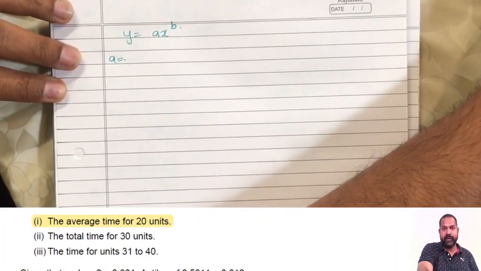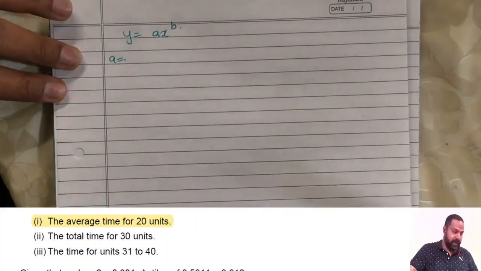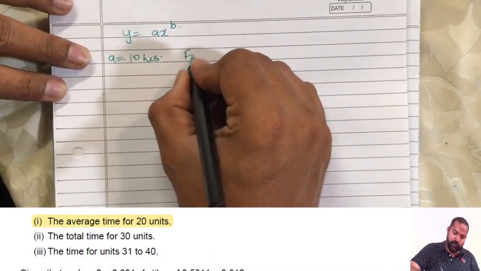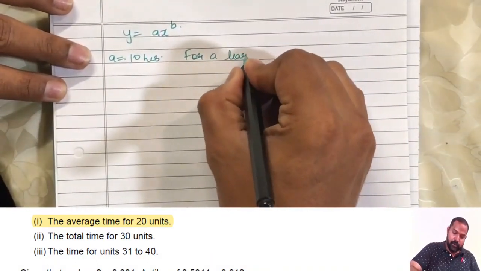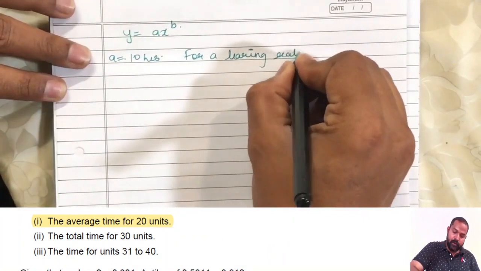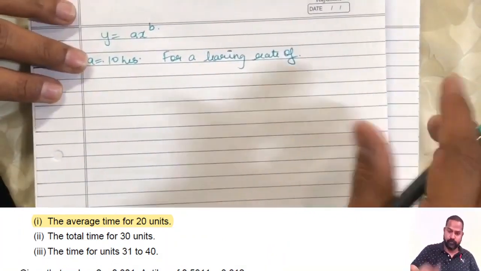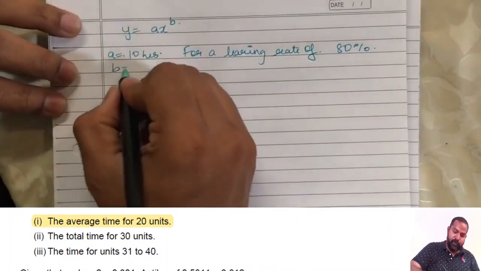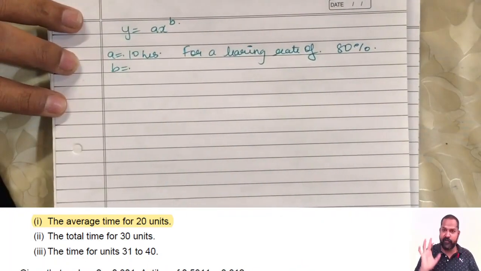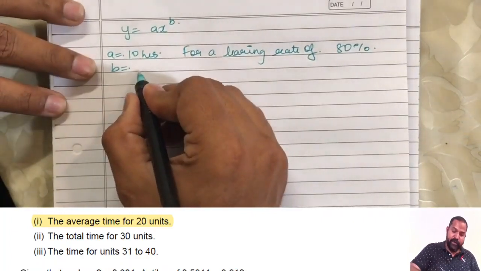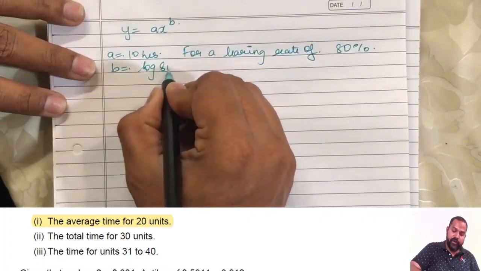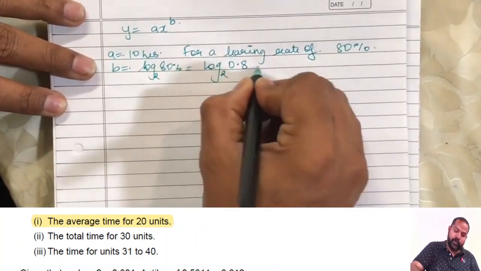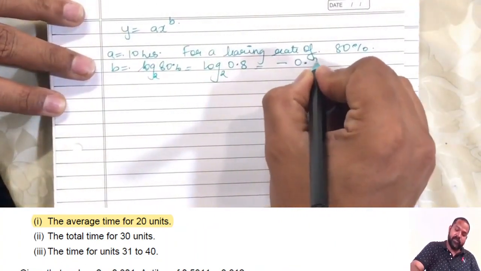Yes, and learning rate is 80%. So I am going to say a is 10 hours, and for a learning rate of 80%, the value of b is, and I am going to write it directly because they have given it to us, the value of b is log of the 80% to the base 2, which is log of 0.8 to the base 2, which is minus 0.322.